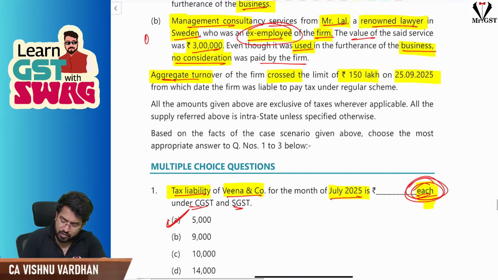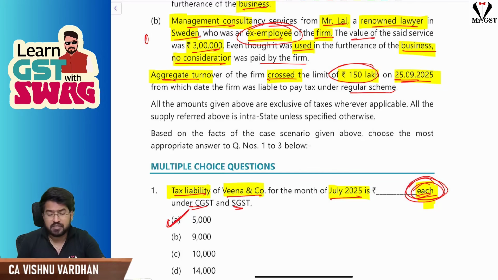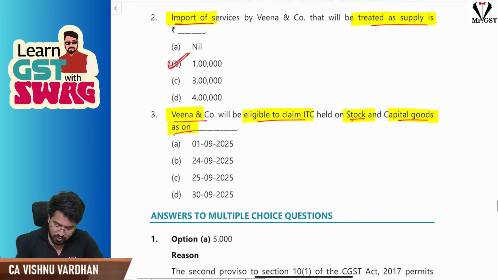Next, aggregate turnover is crossing 150 lakhs on 25th September 2025. So, obviously, then he will come to regular scheme. On that date, whatever is there, so 25th September, immediately preceding day, whatever the inputs and capital goods are there, you can take ITC on that. So, the date is 24th September here. That will be the answer.